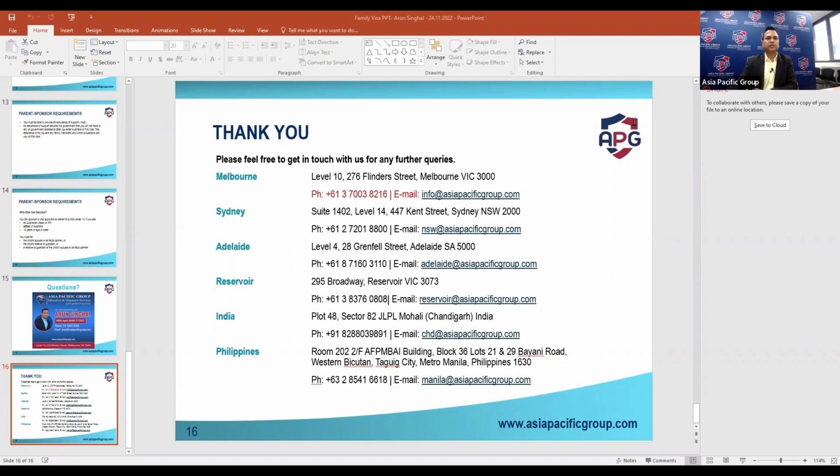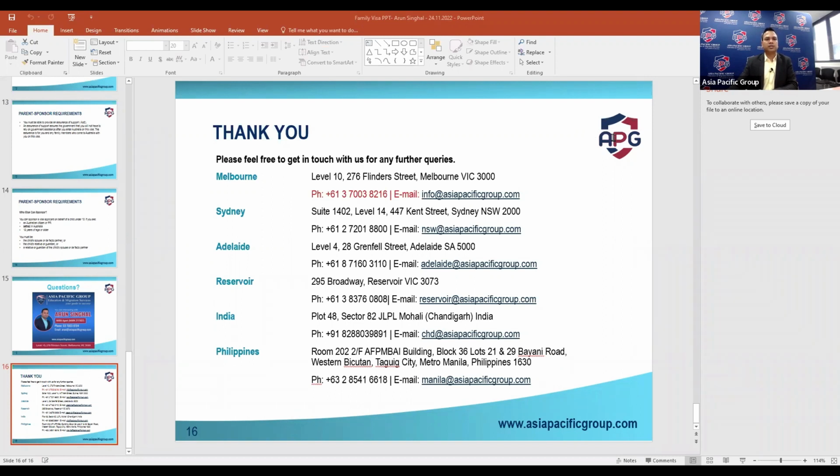When they are on an 804 bridging visa, can they work? Usually, no. But again, we have to check which visa they already held at the time of lodgement. Accordingly, they get the conditions attached to their bridging visa.